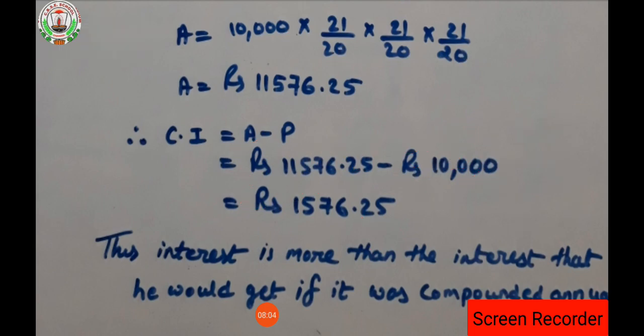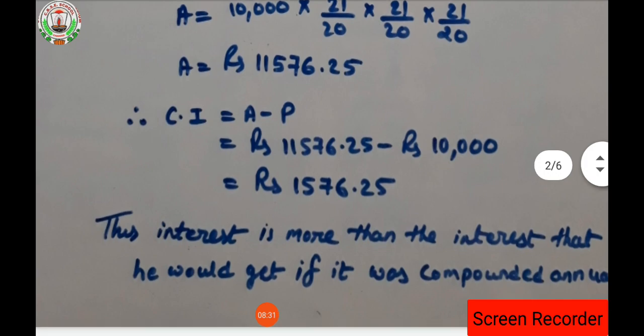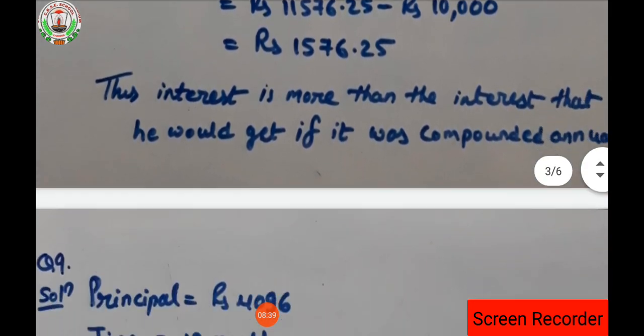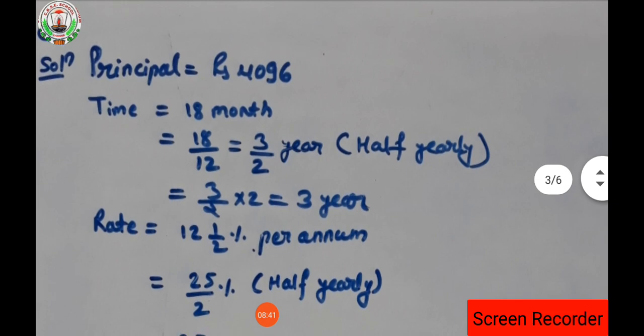11,576.25 rupees. Okay, now the compound interest formula is amount minus principal. So what is the amount we are having? That is 11,576.25, which will be subtracted from the principal, and the principal is 10,000. So after subtracting the principal, what compound interest are we getting? That is 1,576.25. So what is the interest we are having in this question? This interest is more than the interest that he would get if it was compounded annually. Clear everyone?